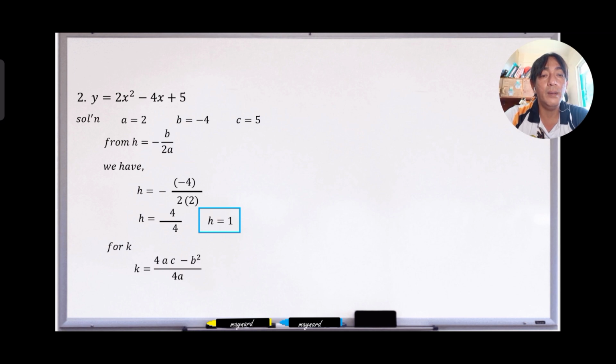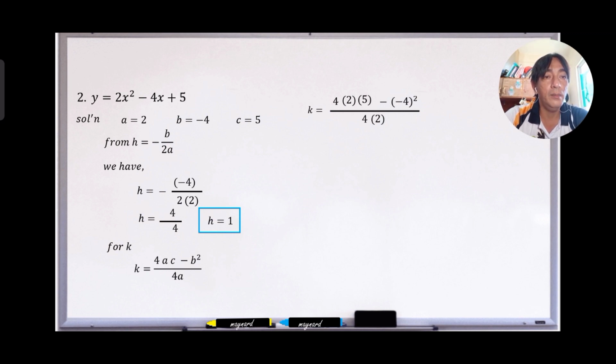And then, we have now the formula for solving k. K is equal to 4ac minus b squared all over 4a. Ganun pa rin, substitute lang natin yung mga given, makukuha natin yung k na yan. So, 4 times a, which is 2, times c, which is 5, minus yung b natin is negative 4. So, negative 4 squared all over 4 times a, which is 2.